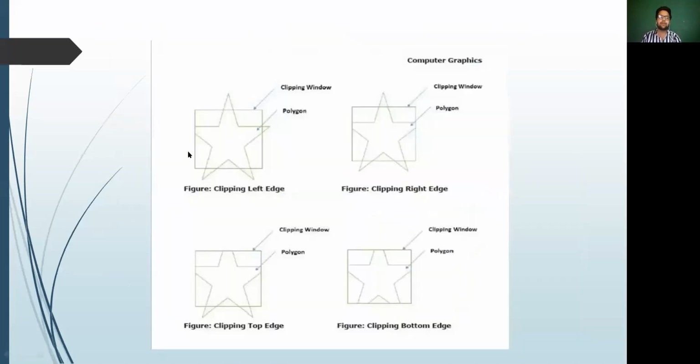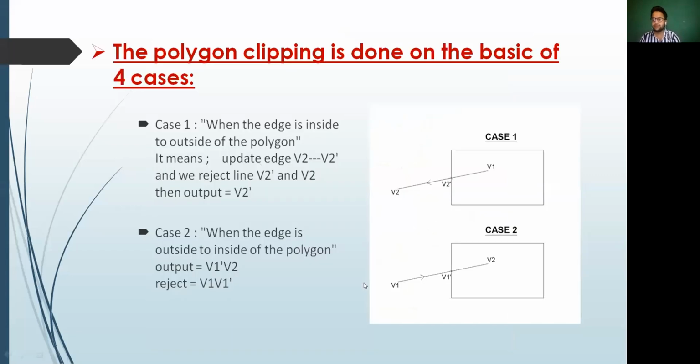In the left clip, you are able to see this part. After doing the left clip, the part has been removed. Right clipping, this right part has been removed. Top clipping, the right top part has been removed. And bottom clipping, the bottom part has been removed. By doing all this clipping, the polygon has been clipped totally, as shown in the figure.